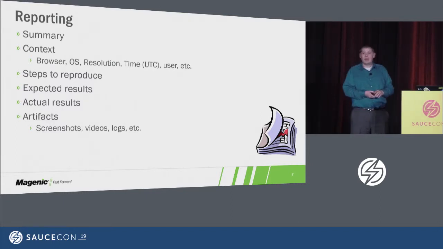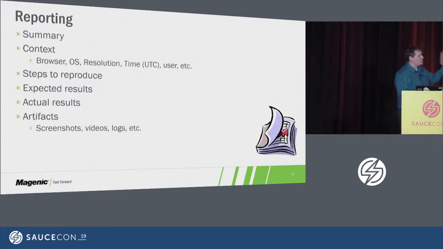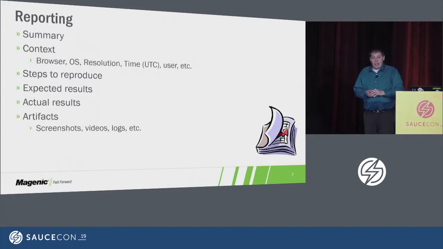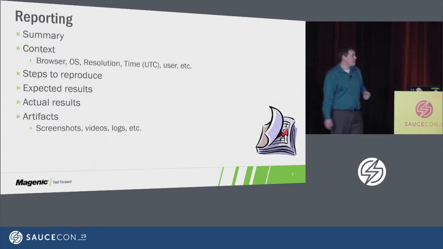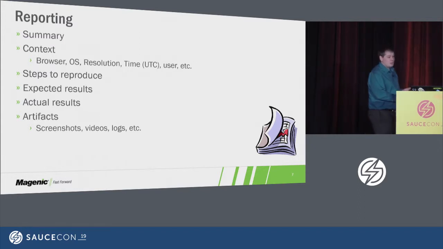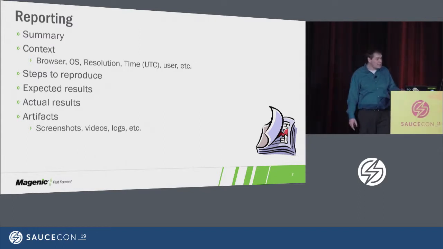Without the exact time, they have lots of logging in their system, and they won't be able to figure out where this problem comes in. There's just too much data. And then, of course, users and whatnot. And then you want steps. How did this thing happen? How did I get to this point? And then beyond that, you want expected results, actual results. What was I expecting to see? What did I see? And then any related artifacts.